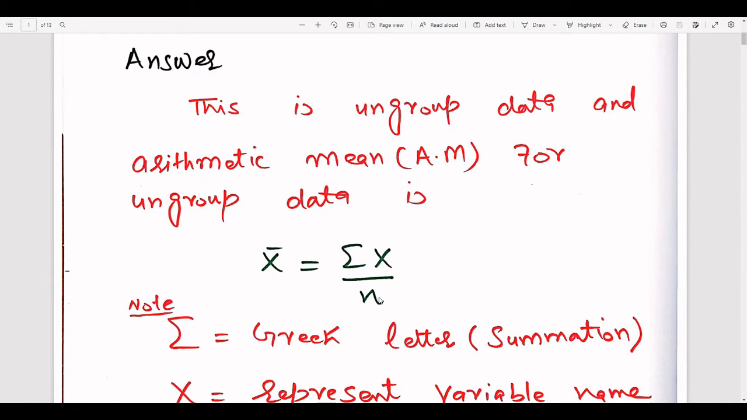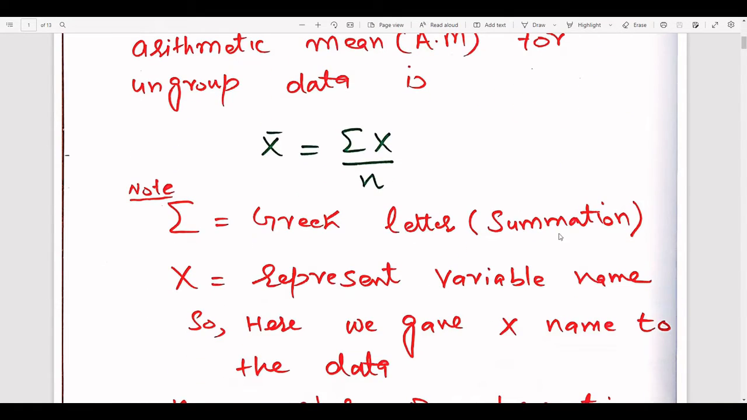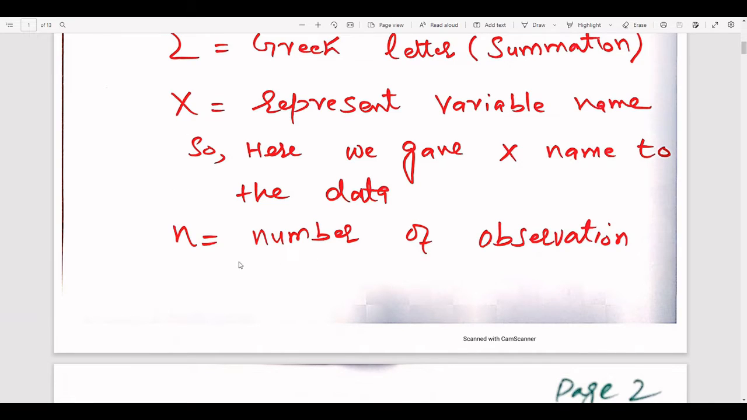Here in this formula, this sign is summation. We call it in statistics summation. This is a Greek letter, and x is the variable name that we assign to the data. When we have a data set, we assign any variable. You can choose according to your choice, x, y, z, or you can also choose a, b. So here I choose x as a variable. n is the total number of observations.